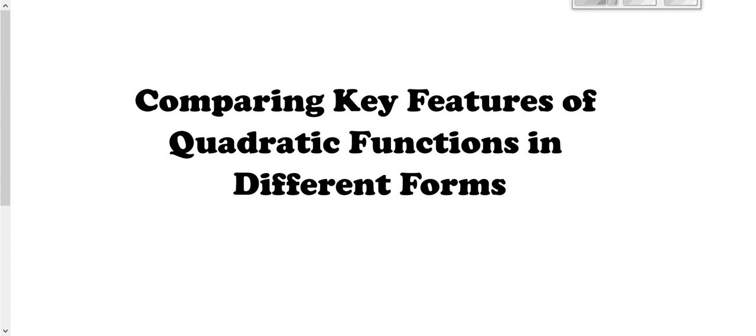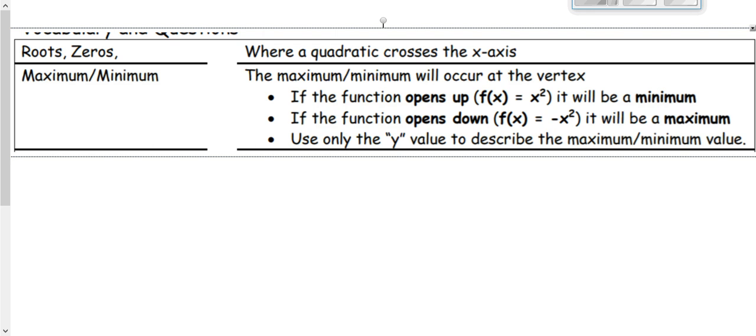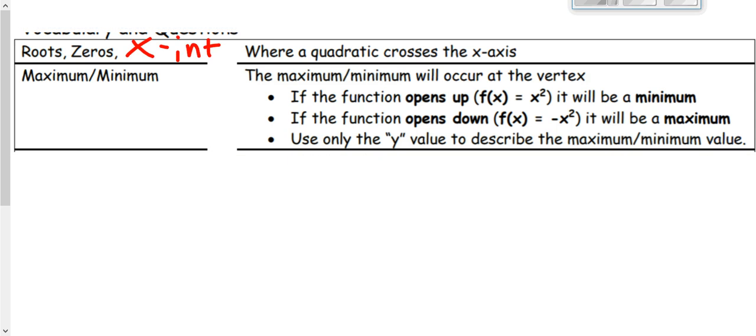In this lesson, we are going to talk about comparing key features of quadratic functions in all different forms. So let's talk about some of the main key features we're going to focus on here. First, we have the roots or the zeros, which are also your x-intercepts. So this is where a quadratic crosses the x-axis.